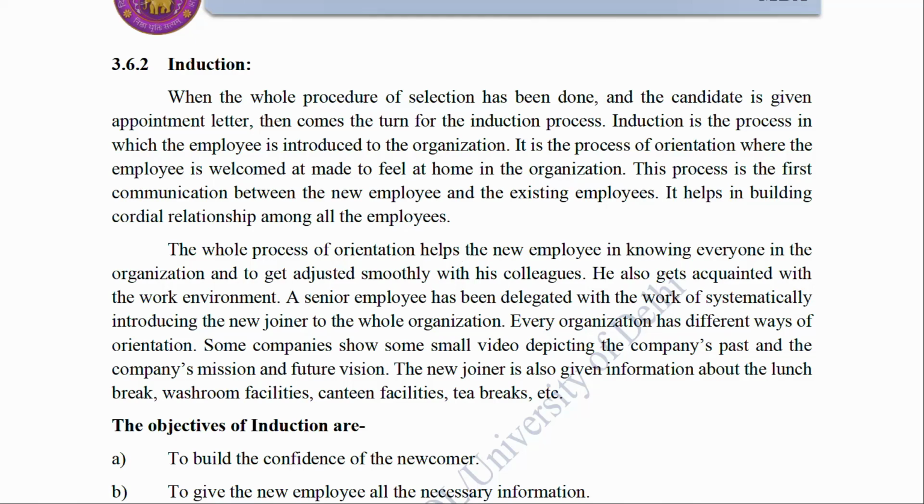It helps in building cordial relationship among all the employees. The whole process of orientation helps the new employee in knowing everyone in the organization and to get adjusted smoothly with his colleagues. He also gets acquainted with the work environment. A senior employee has been dedicated with the work of systematically introducing the new joiner to the whole organization.